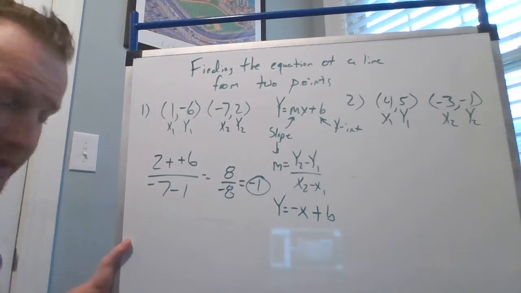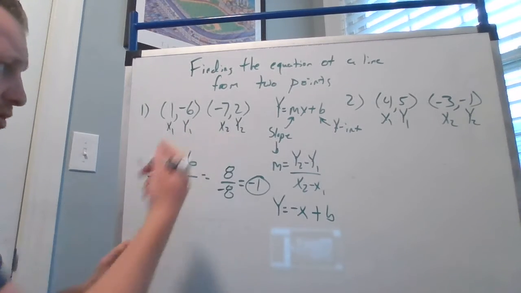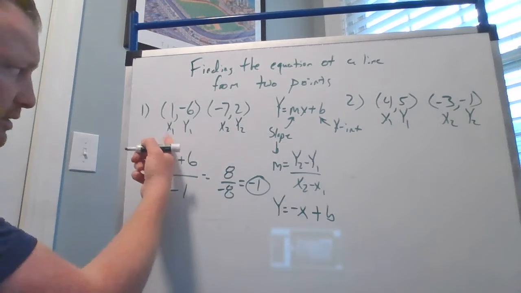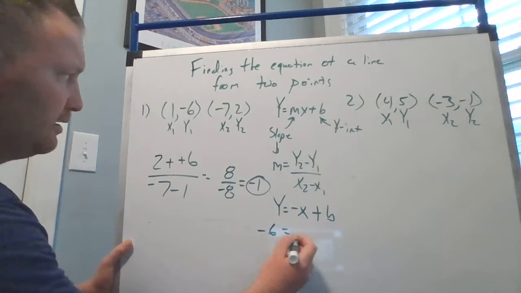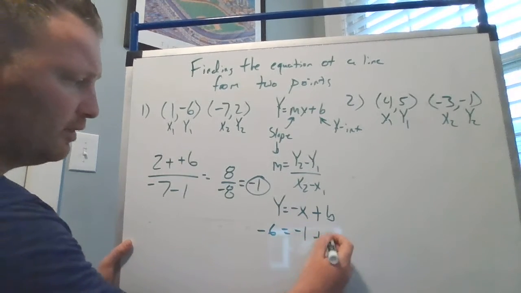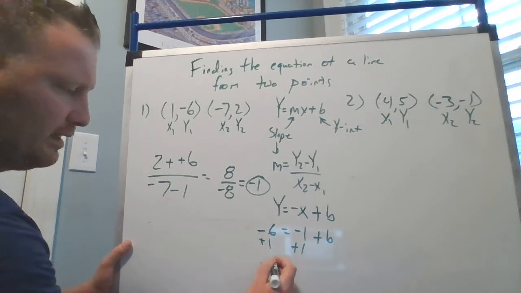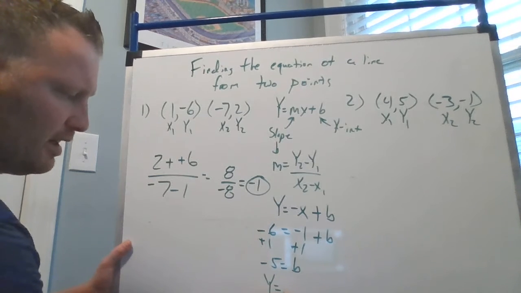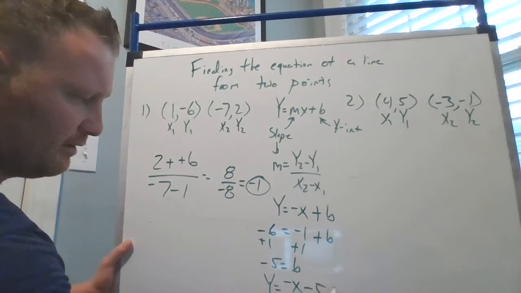Now I've got to solve for b. Okay, so choose either point. It doesn't matter which one you choose, and replace these points with x and y to solve for b. Let's do this one, okay? If y is negative 6 and x is 1, so this is just replaced. Now this is negative 1 plus b. Add 1 to both sides, and I get negative 5 equals b. So your equation is y equals negative x minus 5.